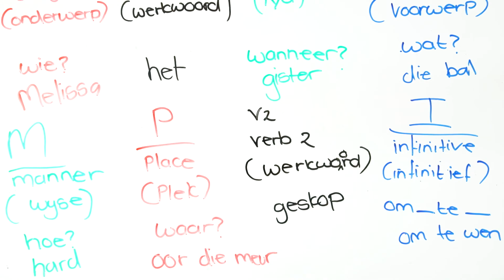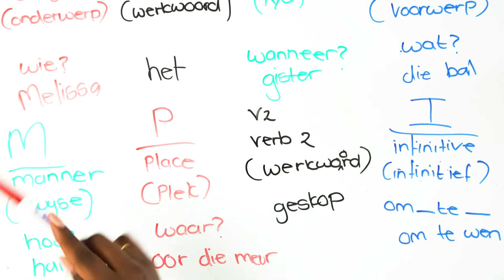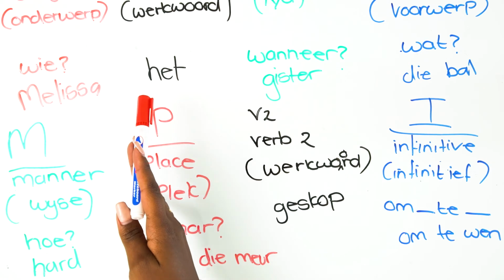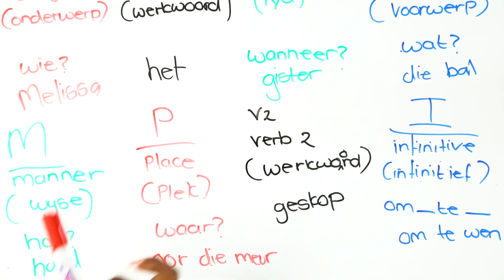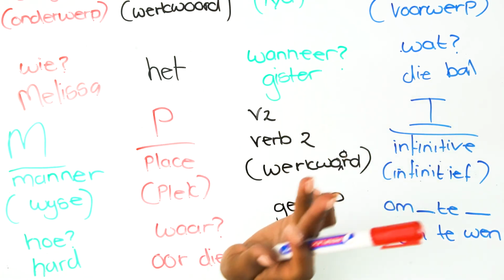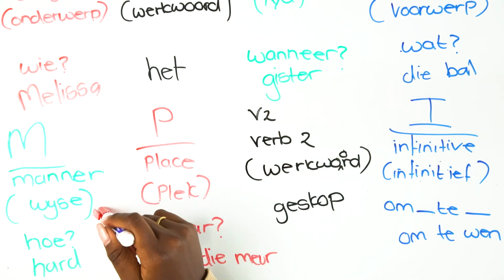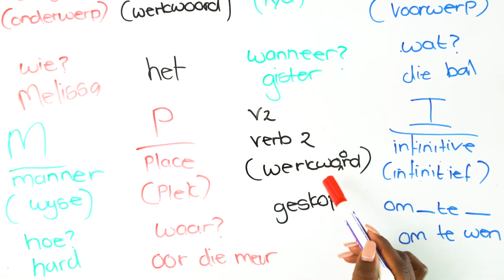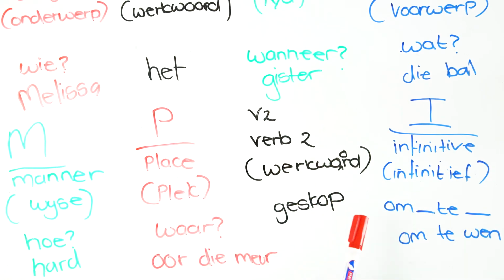Because we followed stompie. We started with our subject, which is who, onderwerp Melissa. Ons eerste werkwoord, which is our het, is or was. Tyd, gister. Voorwerp, die bal. Wyse, hard. Plek, oor die muur. Werkwoord twee, geskop, om te wen. Awesome. So I'm hoping that this breakdown of what stompie is makes a little bit more sense.